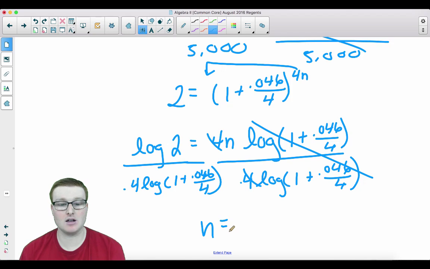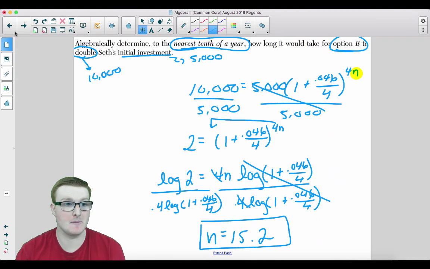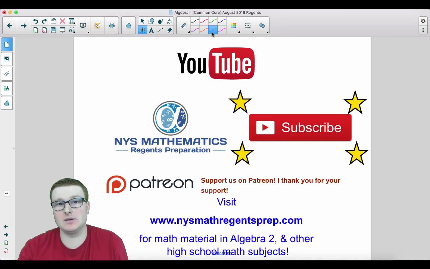I'm not going to type it into the calculator because I'm lazy, but if you type it into your calculator, you get n is, it says to the nearest tenth of a year, n is equal to 15.2 years. And that is the answer to that question. I hope that this helped you. That is the end of this exam, or the video in this case.